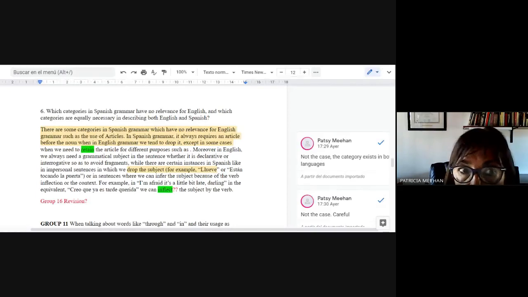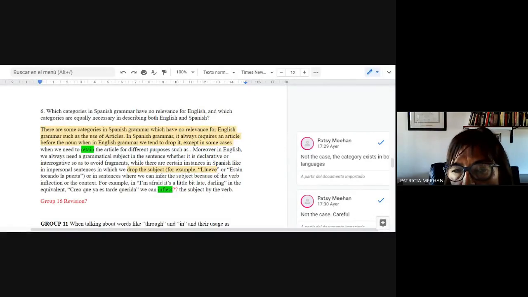the use of articles. No, articles are very important in both languages because it says in Spanish grammar it always requires an article before a noun, and when in English grammar we tend to drop it. No, we don't drop articles. We use the zero article. We only drop subject pronouns.